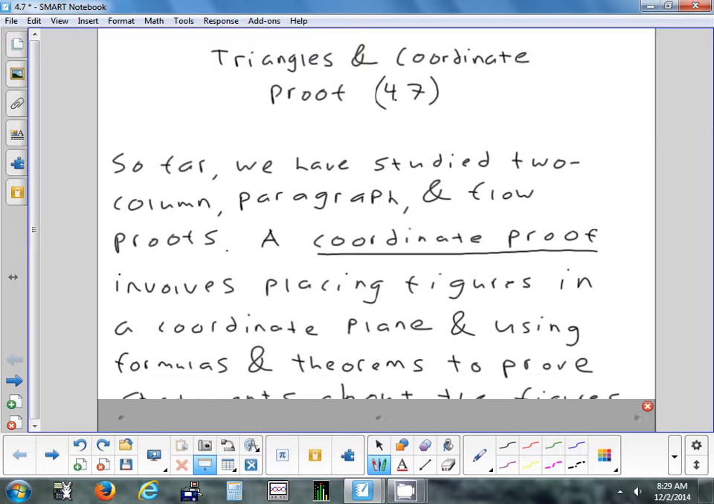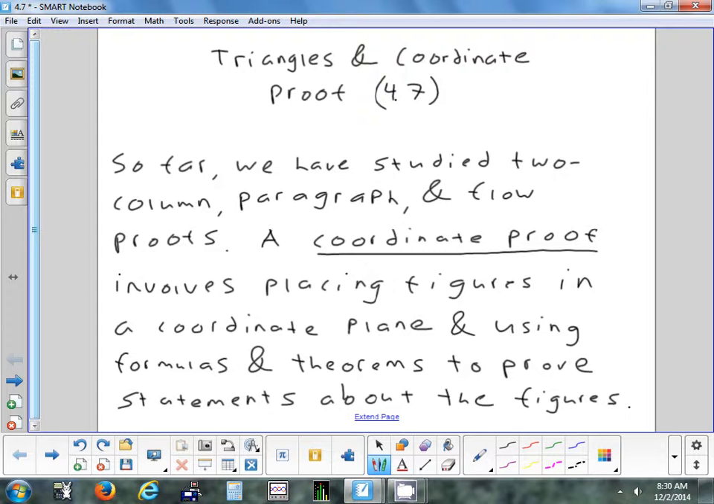So in a coordinate proof, you take a figure, you put it in a coordinate plane, on a grid, and then all you have to do is use formulas. A lot of times you use the distance formula. That one comes up a lot. Sometimes we'll use the midpoint formula. And you use those formulas and theorems to try to prove statements about the figure. Like if I said to you, prove that the following triangle is isosceles, you'd have to measure 2 of the sides and show they're the same.